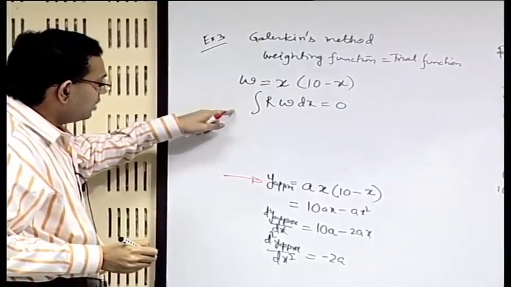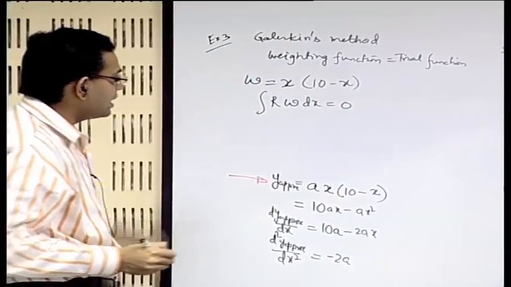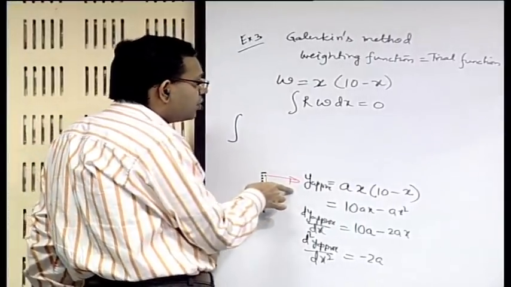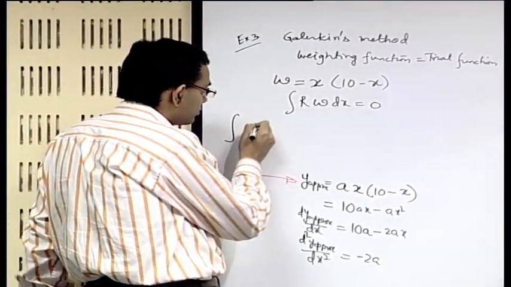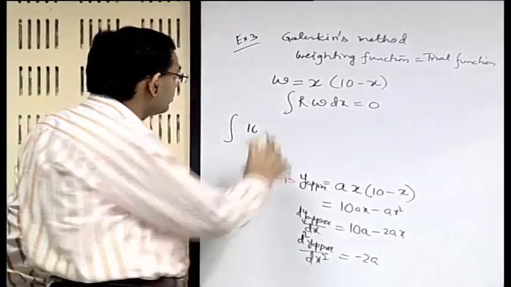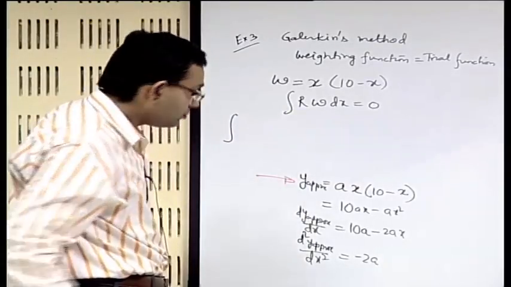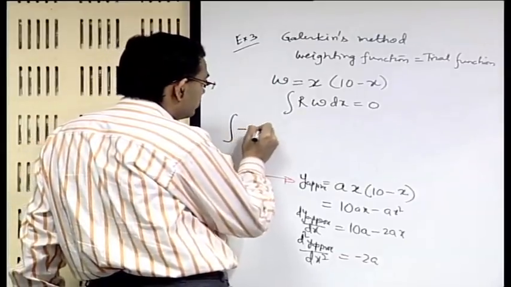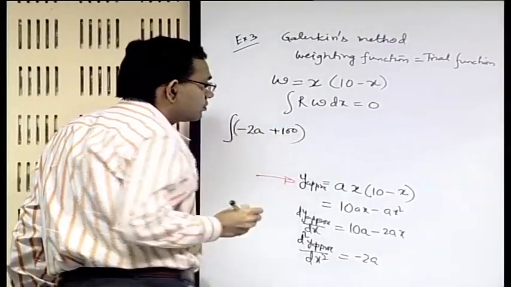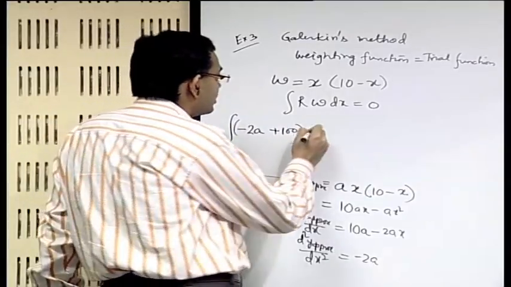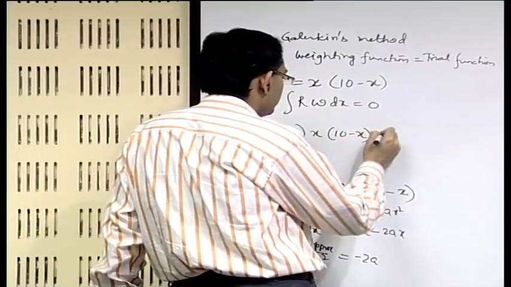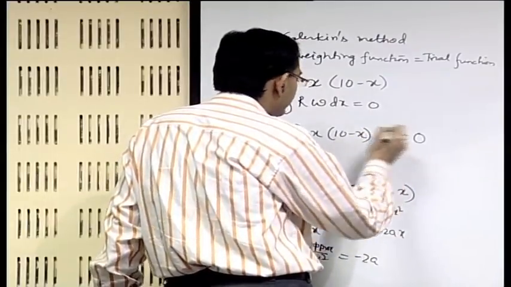So, let us now do this exercise. Integral of, if you choose the same approximating function, minus 2a plus 100 into x into 10 minus x dx equal to 0.